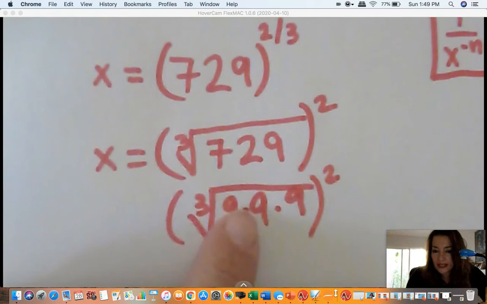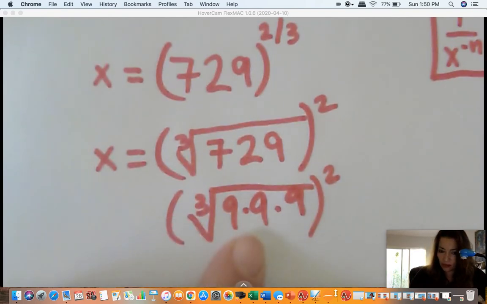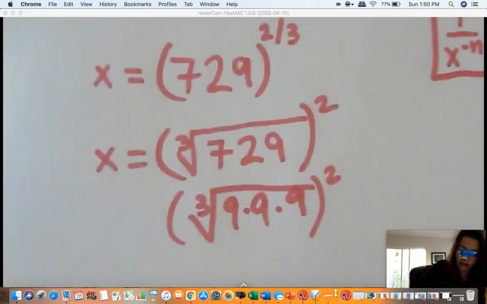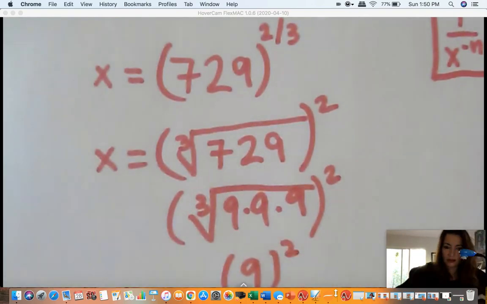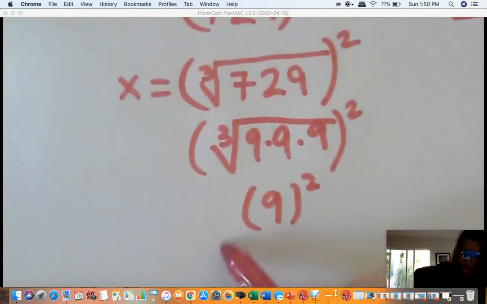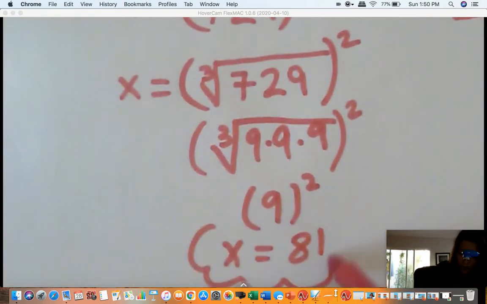So the cube root is telling me to take one of this triplet. Okay, so I have a group here of 3. The cube root is one of this group of 3. So that would give me 9. And then I would square that, which is 81. So our answer is x equals 81.